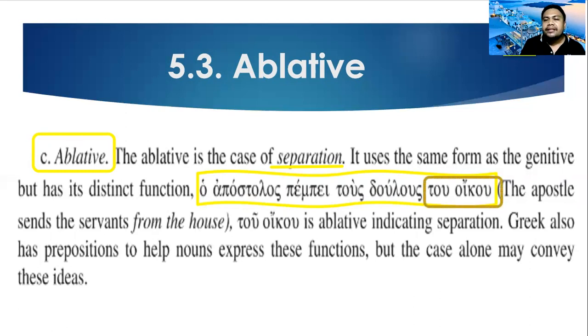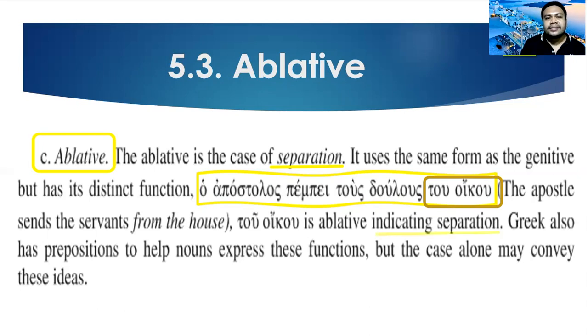And the last, tou oikou, is in the ablative form, from the house. So for the genitive, it is belonging. For the ablative, it is separation, from the house. So tou oikou is ablative indicating separation. Greek also has prepositions to help nouns express these functions, but the case alone may convey these ideas. So just using the nouns or the case, you can know the function of these nouns.